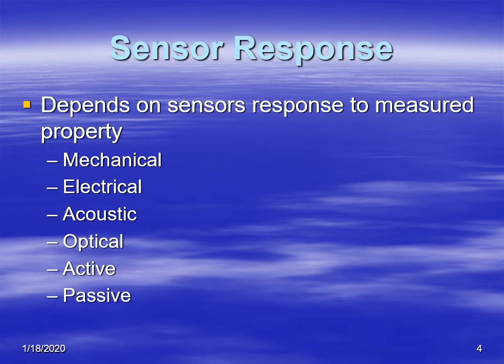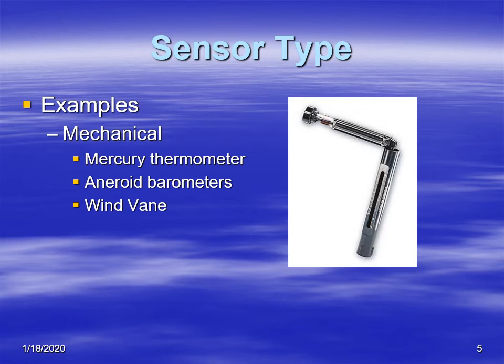We can classify sensors based on whether they measure a property mechanically, electrically, acoustically, or optically, and then finally we'll get down to an interrogation, which is active or passive. Examples of mechanical sensors include a mercury or alcohol thermometer, a liquid and glass thermometer, where you have liquid inside a sealed tube, and as the thermometer heats up, the fluid expands and rises in the tube. So that's an example of mechanical.